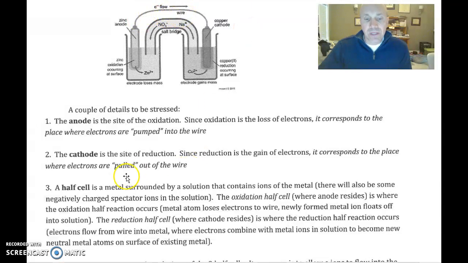In an electrolytic cell, we're going to do the opposite. We're going to take electricity and use that to cause a non-spontaneous chemical reaction to occur.